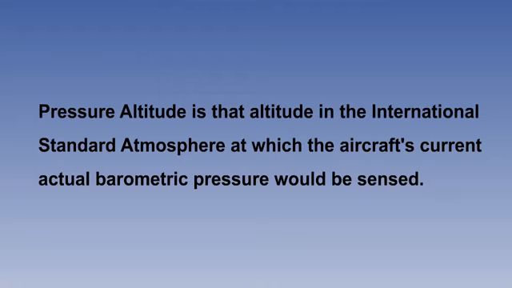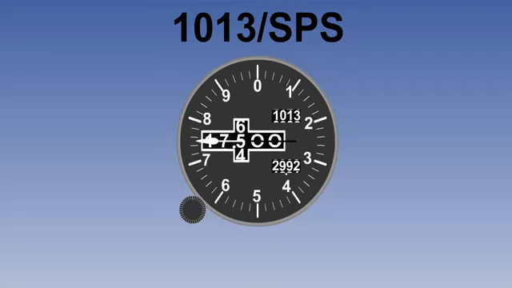Pressure altitude is defined as that altitude in the international standard atmosphere at which the aircraft's current actual barometric pressure would be sensed. In practical terms, if you set your subscale to 1013 and do not correct for temperature error, your altimeter is indicating pressure altitude. It is the same thing as flight level.